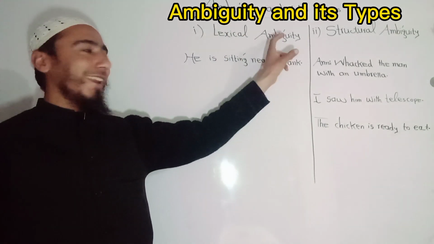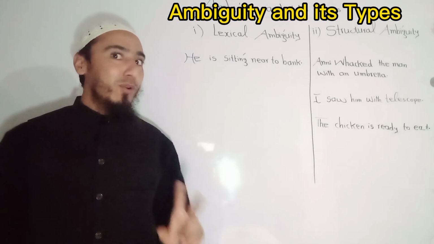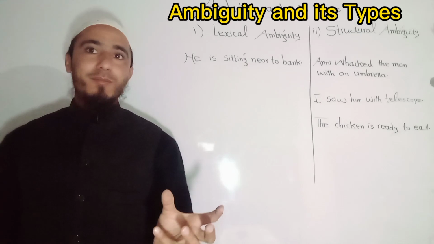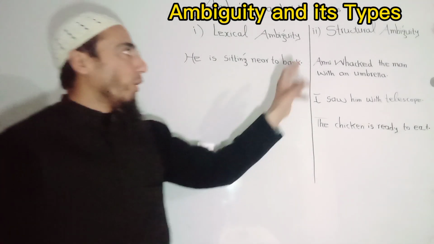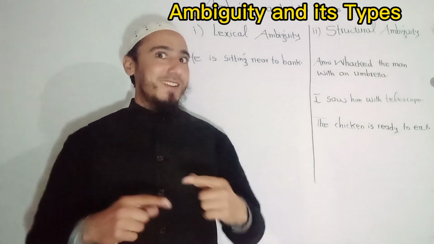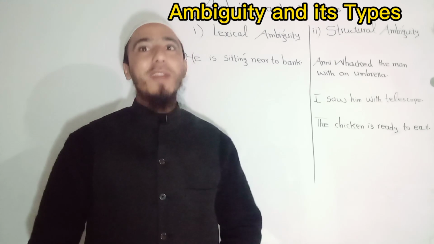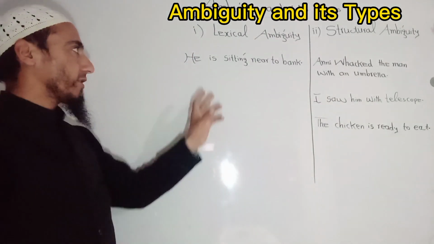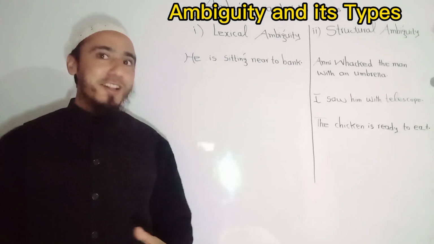Further, we have two types of ambiguity. The first type is known as lexical ambiguity. Lexical ambiguity means that a word has more than one meaning, and that's why the ambiguity is in a word. Another type is syntactic ambiguity or structural ambiguity. Structural ambiguity means that the whole sentence has two or more interpretations. That is called structural ambiguity. However, further I'm going to explain it. So lexical ambiguity means when a word has multiple meanings.